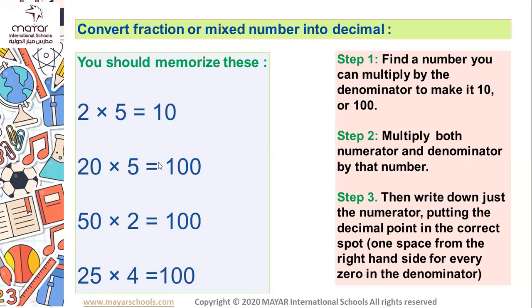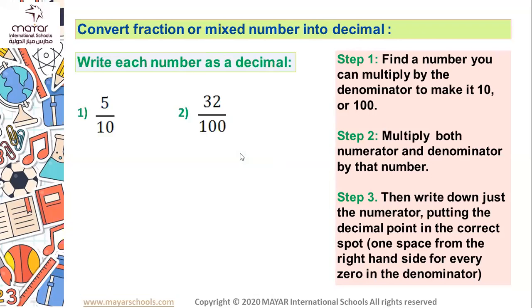Okay, now to change from fraction to decimal, you should memorize this. 2 times 5 equals 10, 20 times 5 equals 100, 50 times 2 equals 100, 25 times 4 equals 100. I think that most of you know them. To change from a fraction or mixed number to a decimal, it's very easy. If we have the denominator 10 or 100, we can do it easily. Here there is no whole, so we write 0, decimal point, and instead of 5 out of 10, it will be 5 tenths, just one digit.